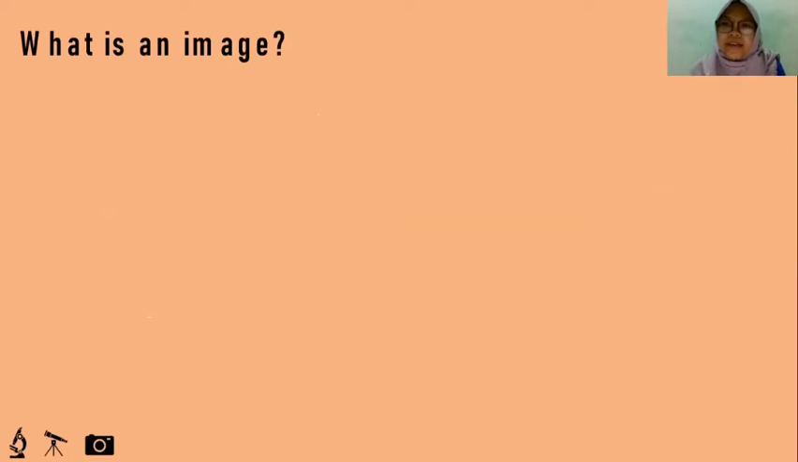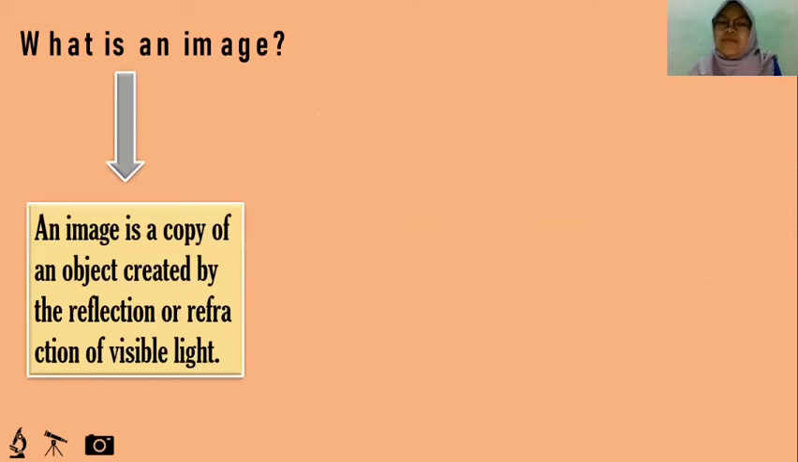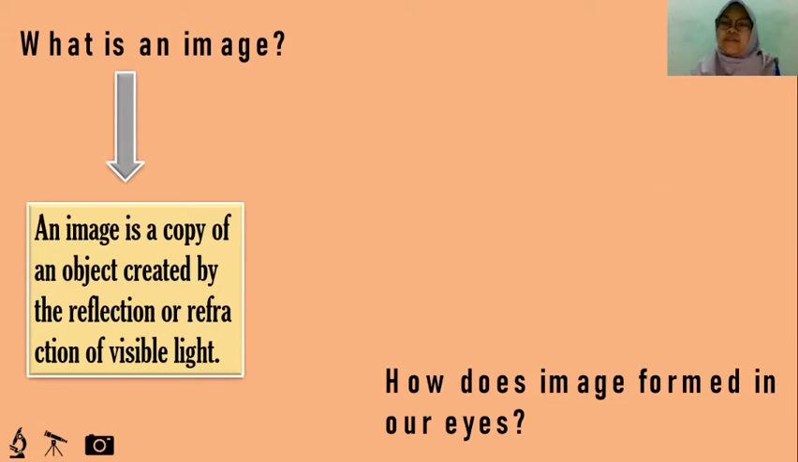So what is an image? Image is a copy of an object created by the reflection or refraction of visible light. So how does image form in our eyes?